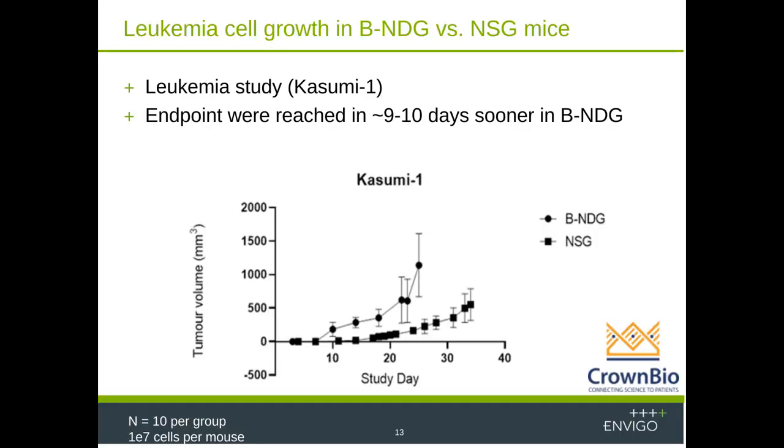Looking closer at a data set generated by one of our collaborators, Crown Bio, they compared the growth of the leukemia cell line Kasumi-1 between B-NDG and NSG mice. Here, 10 animals were used per group and 10 million cells were injected per mouse. For this particular cell line, there was faster tumor growth in the B-NDG mouse compared to the NSG mice, with the endpoint reached about 9 to 10 days sooner in the B-NDG compared to the NSG.